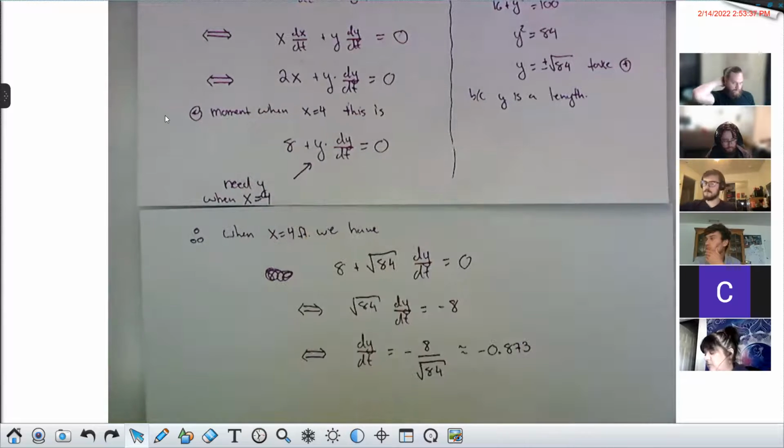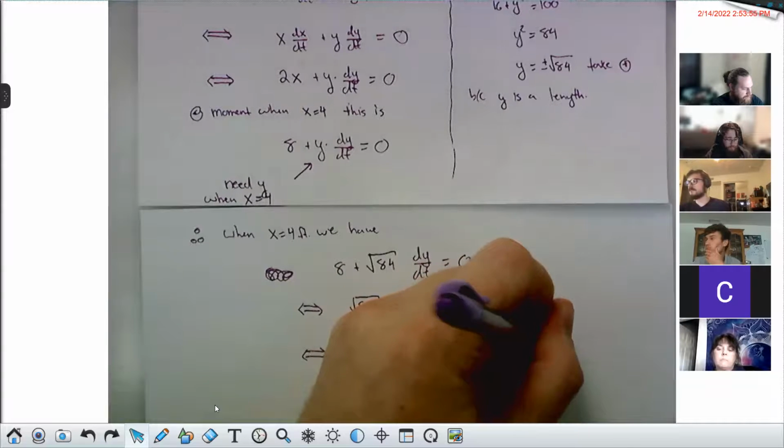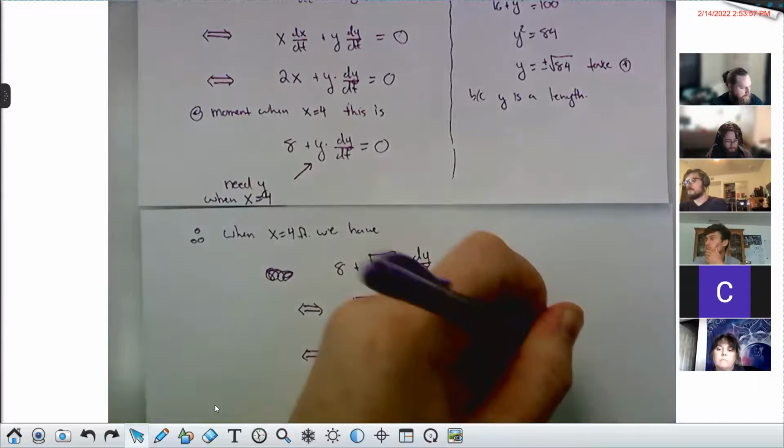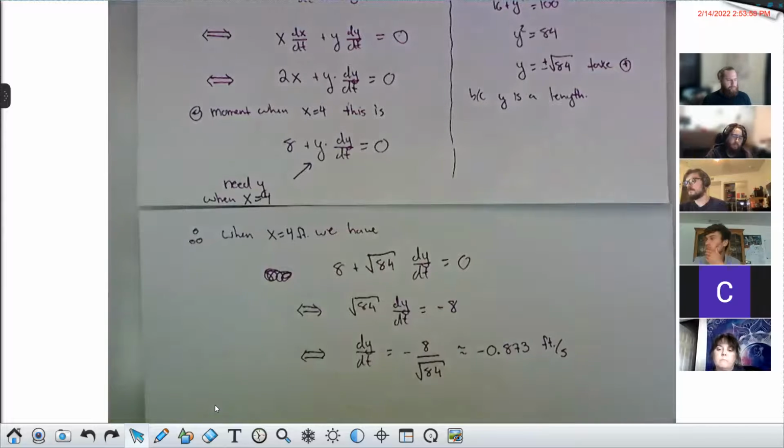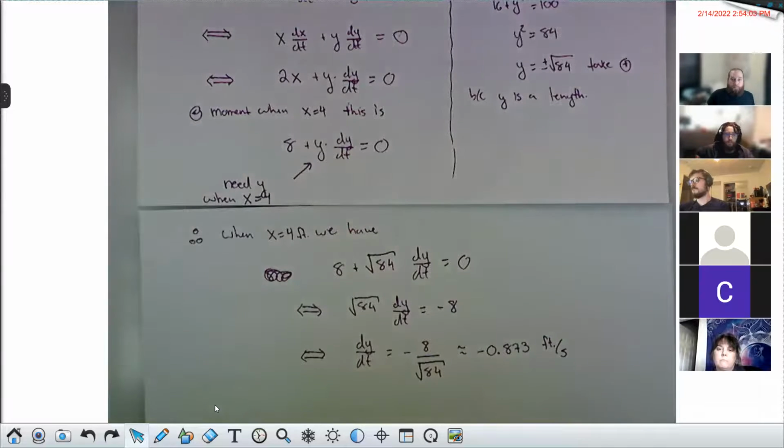And again, I want to ask, what are the units here? Feet per second. Very good, yeah. Y is a distance being measured in feet. T is time measured in seconds. This is feet per second. Why is this negative? Because it's falling down. Very good.